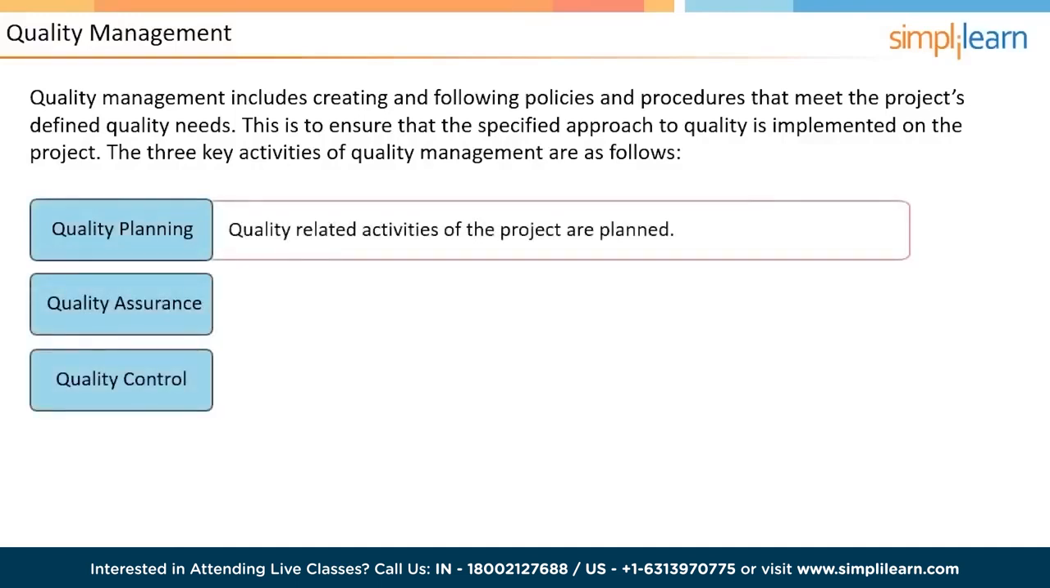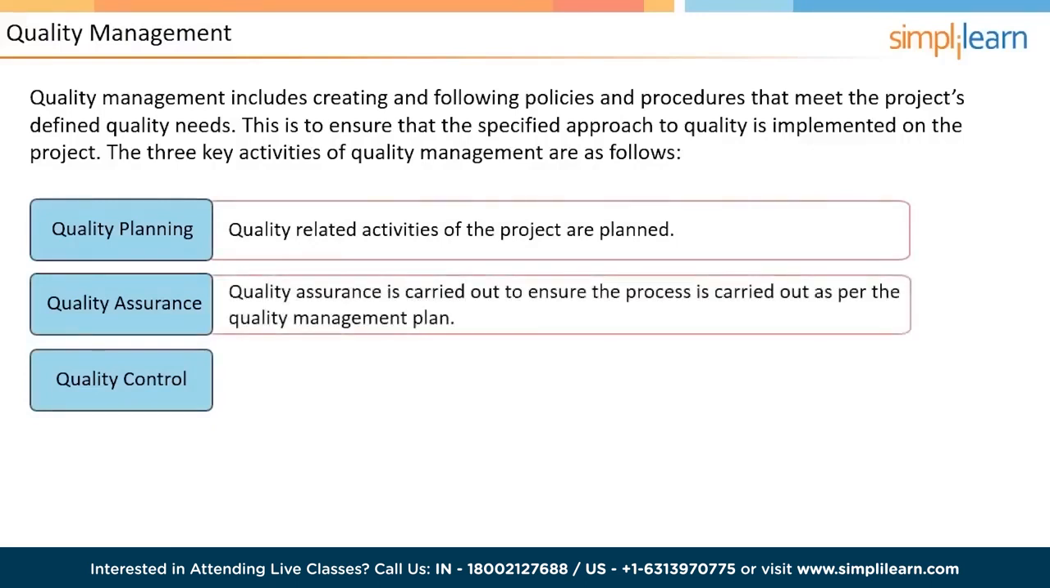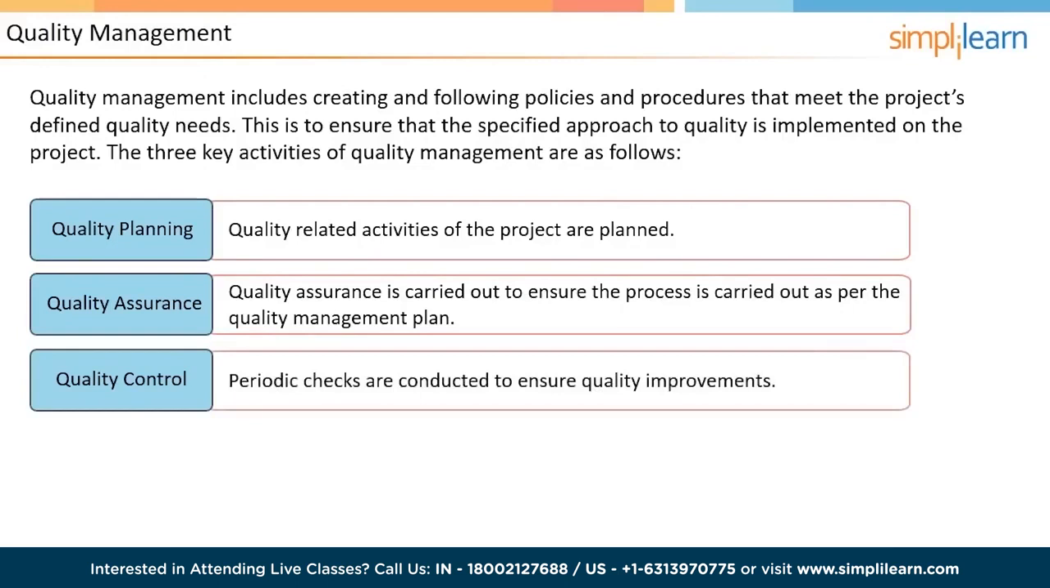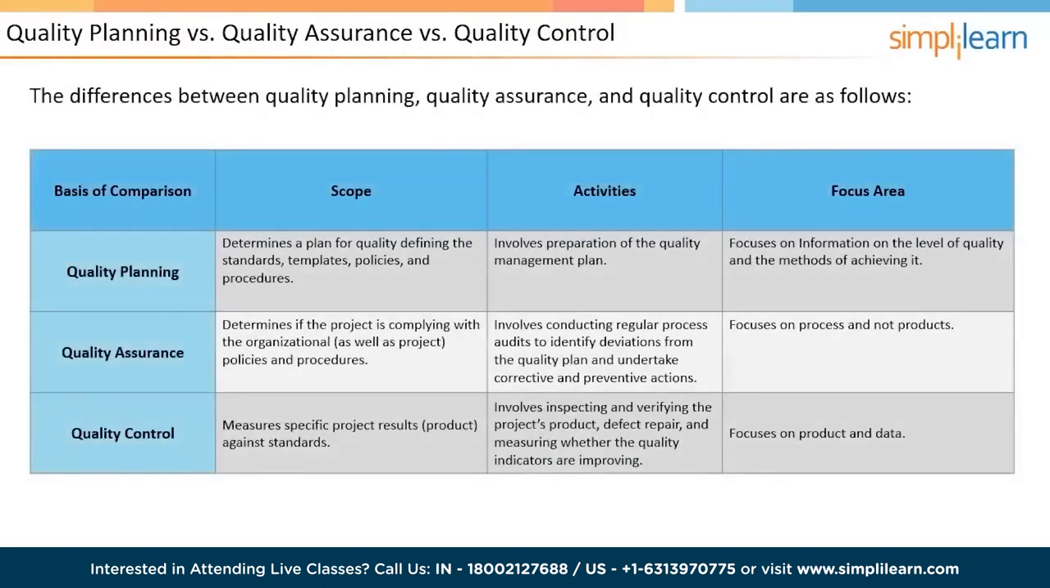Quality planning is the first step when quality-related activities of the project are planned. Quality assurance is the next stage of implementing those quality plans, and quality control is the last stage when periodic checks are done to see if project quality is improving. In the next screen, let us look into the differences between the three aspects of quality management. It is important to understand the different kinds of activities that come under quality planning, quality assurance, and quality control.